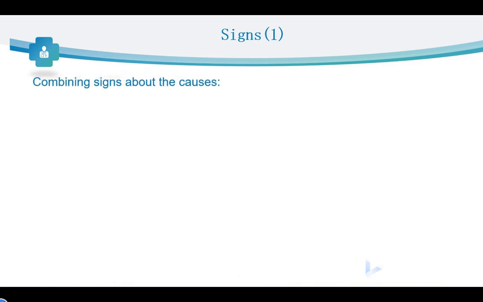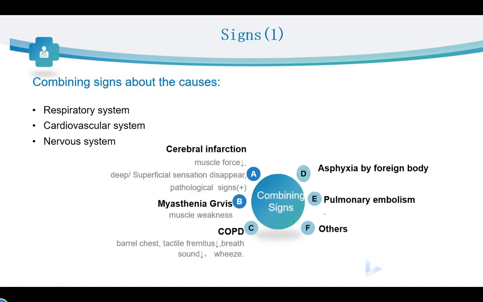Another group of the signs are caused by the causes of the respiratory failure, that is the primary disease. We usually can find positive signs from the physical examination of the respiratory system, cardiovascular system, and nervous system. For example, for the patients with myasthenia gravis, we usually can find the muscle weakness during the physical examination.